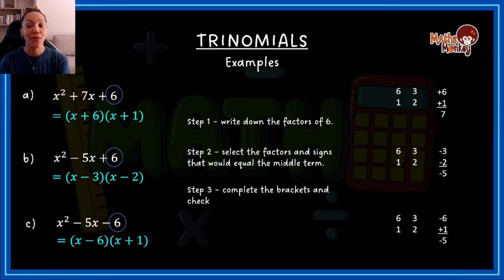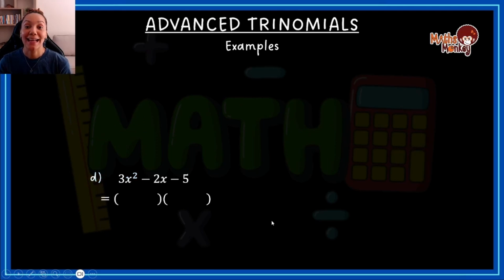Okay, so that is essentially how you would check your answers, and that is how you would do the simple trinomials, where there is no coefficient in front of the x squared. Now let's look at advanced trinomials. Here, there are a lot of steps that have to happen, so I'm going to work through them slowly, but I'm going to do quite a few so you can see what I'm doing over and over.